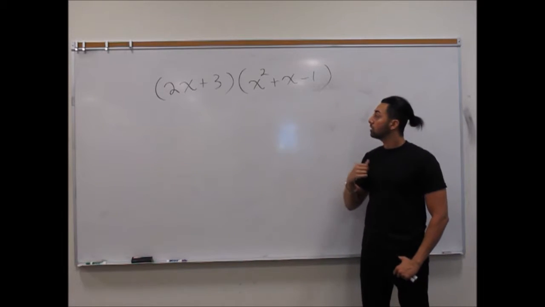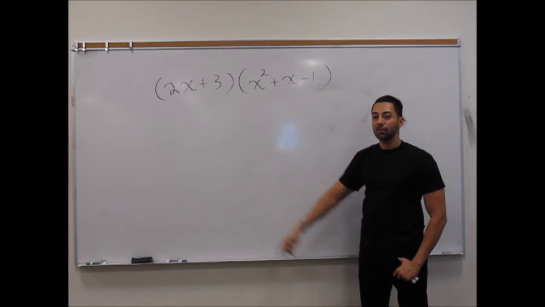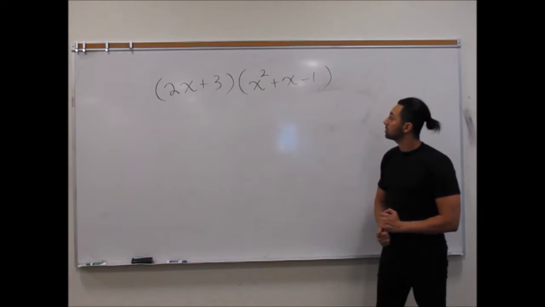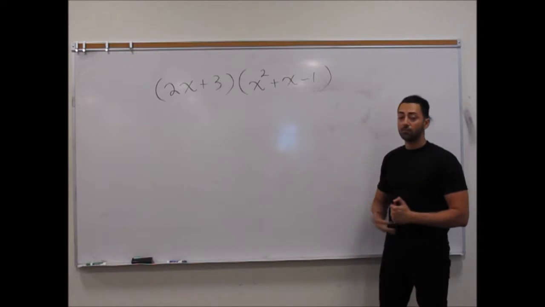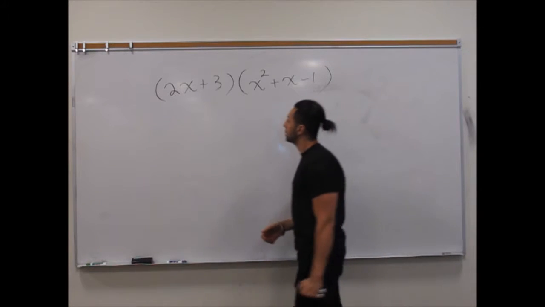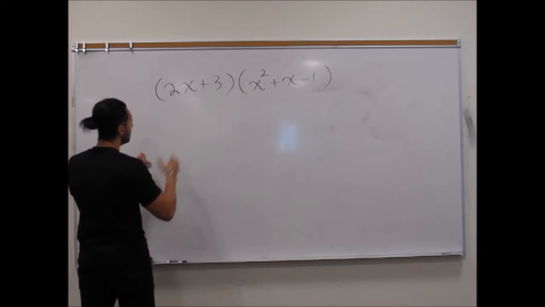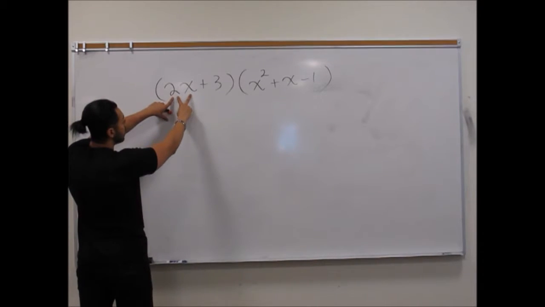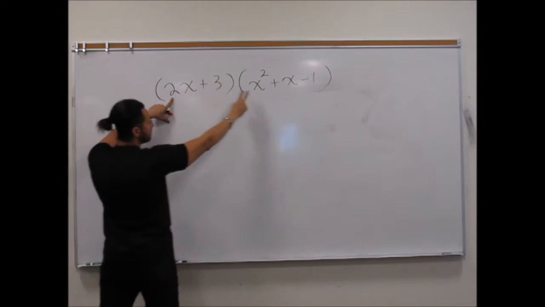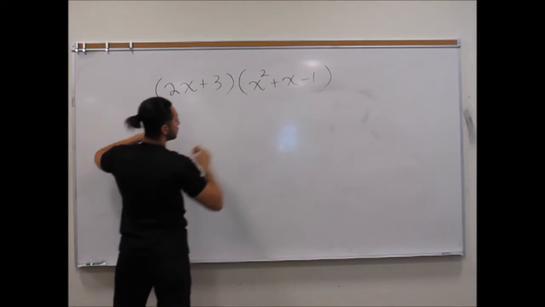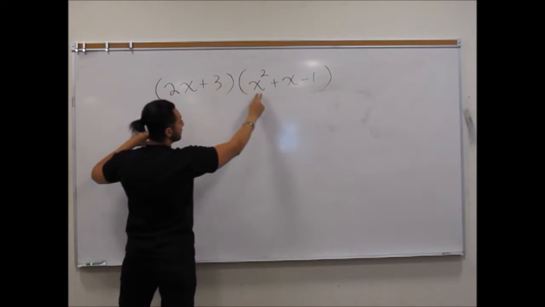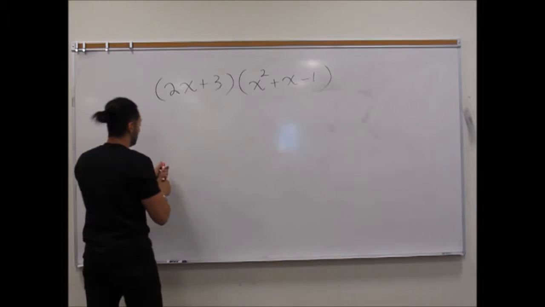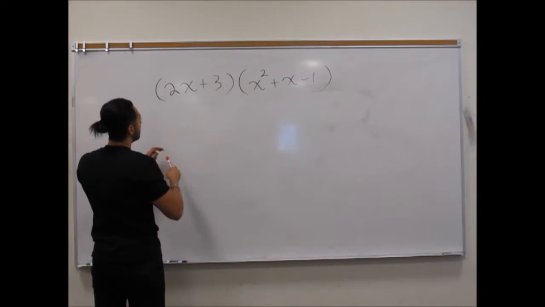binomial together. And notice that our friend FOIL is gone now because we can't use FOIL in this case here. But instead what we're going to do is just think back to the distributive property, and we're just going to distribute this 2x into every single term here. And then once we're done with that, we're going to take the 3 and then distribute that into every single term that we see.